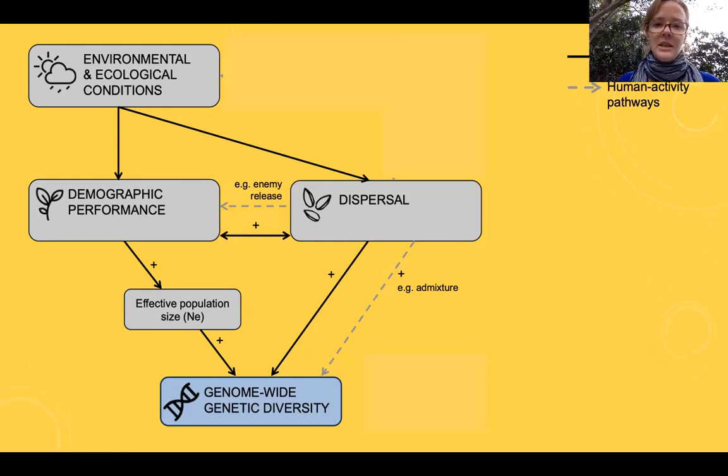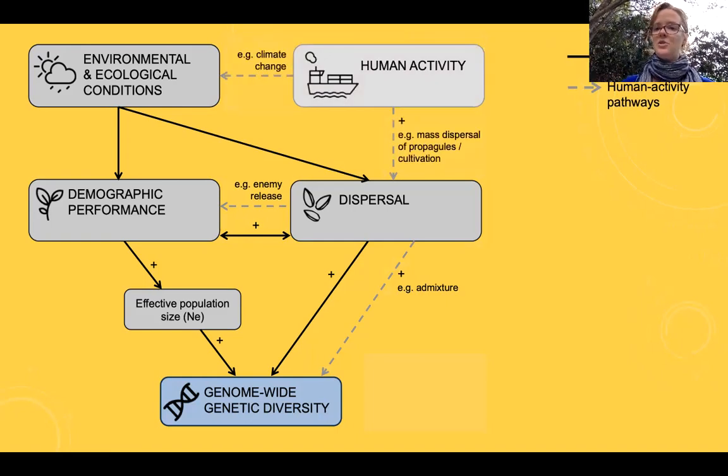So embedded in all these natural pathways, there are extra effects on top that are influenced by human activity. We've got climate change, of course, affecting environmental conditions, which is going to have flow-on effects on genetic diversity through these main pathways. And then we have mass dispersal of propagules and cultivation, which affects dispersal. So that's the framework that we're dealing with here. And we put this together based on theory and data in order to set up our hypotheses about what we expected to find when we analyzed these relationships between genetic diversity and demographic performance in Plantago lanceolata.